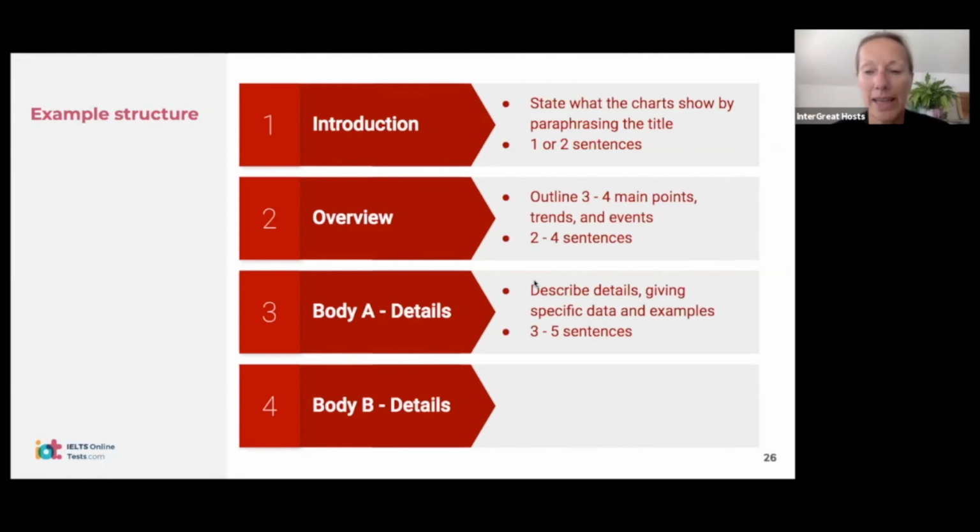Right, so in body A, you describe details. So you have to give specific data and examples in 3 to 5 sentences. Okay, and then body B obviously is the same, but different details. Right, so that is the structure. I think when you look at that, it looks quite easy.